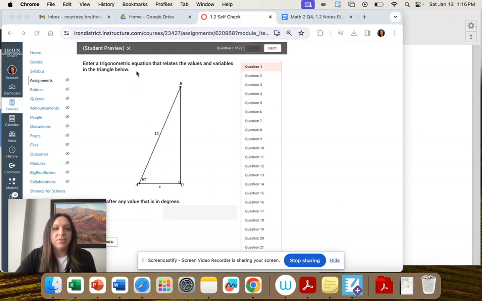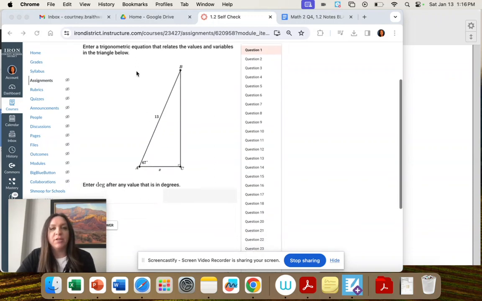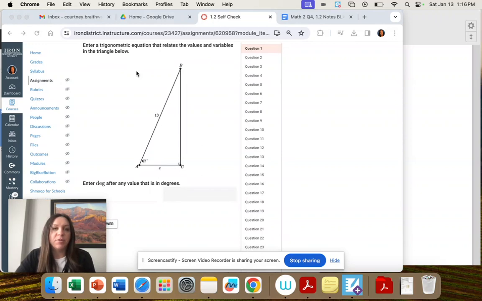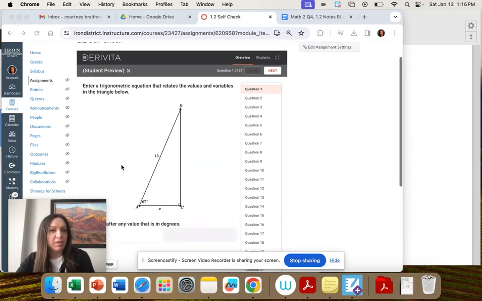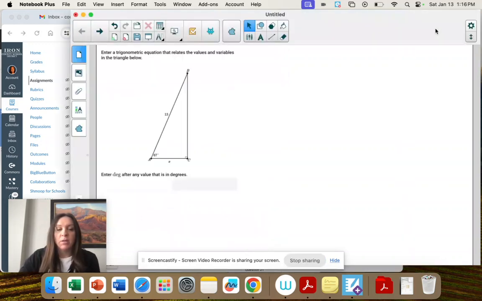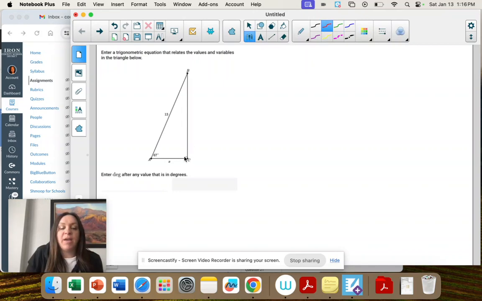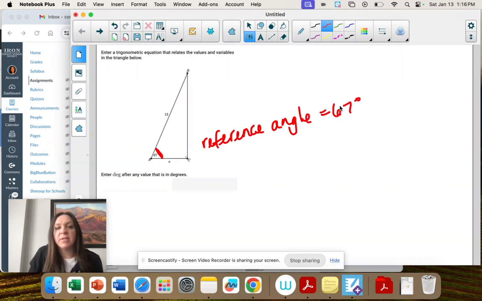Question 1, enter a trigonometric equation that relates the values and the variables in the triangle below. Enter degree after any value that is in degrees. All right, so first thing, we have a right triangle here with an angle that we know. So the angle that we know, that's going to be our reference angle. So our reference angle is the 67 degrees.